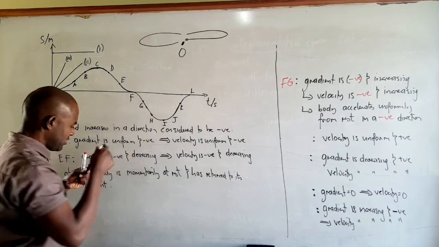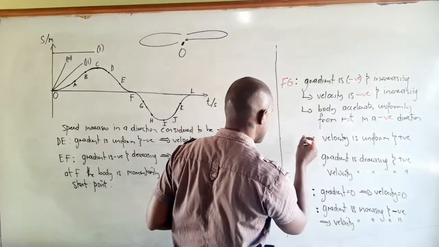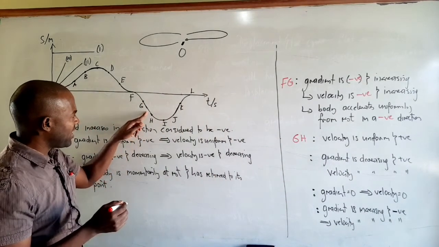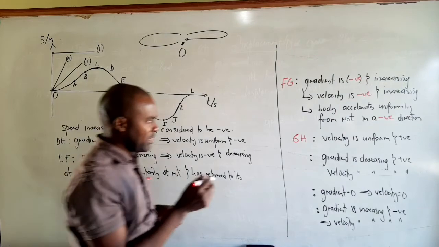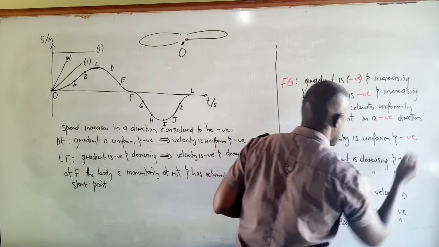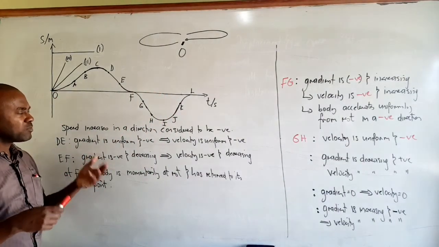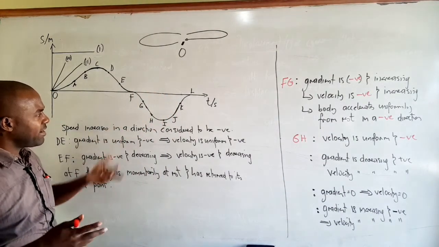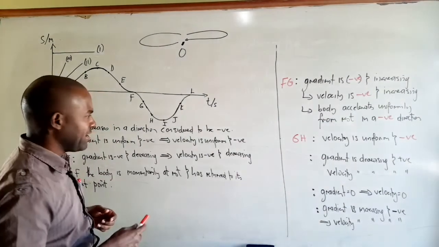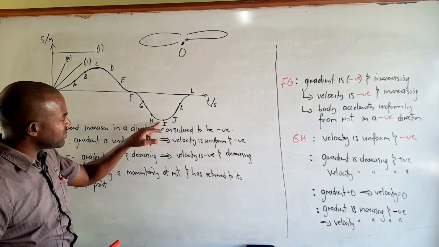All right, so GH is a straight line. And so therefore for GH, the gradient is of course uniform and negative, which means that the velocity is uniform and negative. So basically this means that the body's speed is constant while it is moving in what is considered to be a negative direction, right? Now for HI, the gradient is still negative, but it is decreasing.